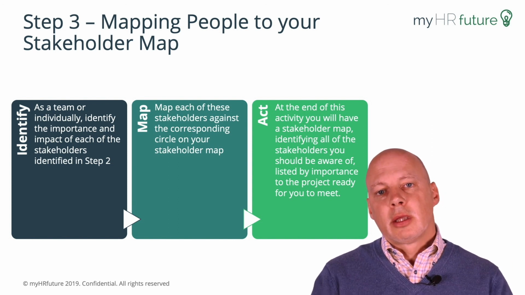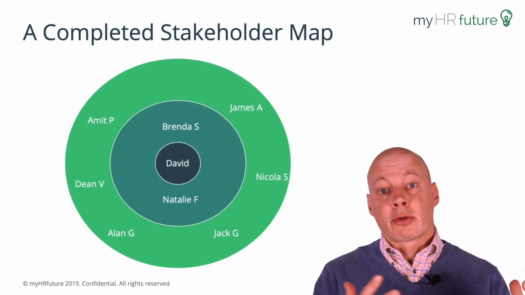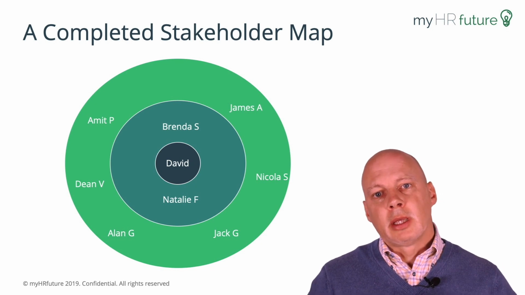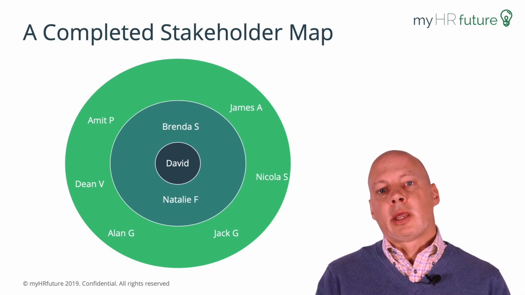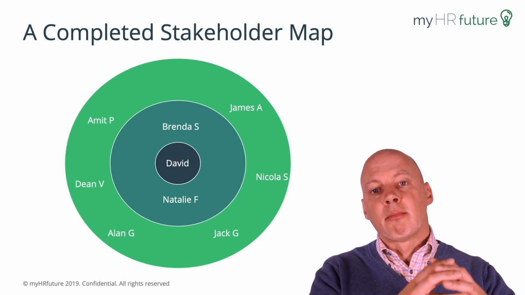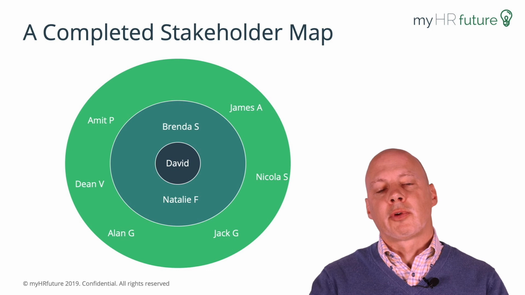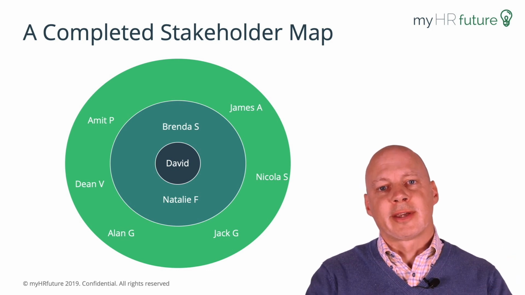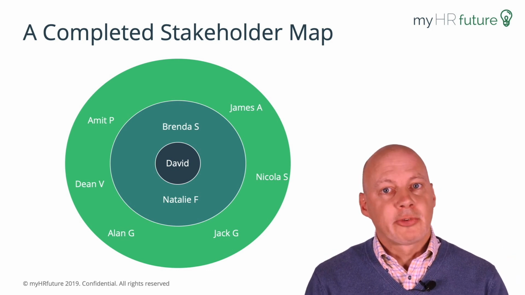At the end of it, you'll get a stakeholder map with a lot of names on it, but what it will be is categorized in a way of importance, with the small number of people in the middle and then more and more people as you get to the outside of your circles, just like the one shown here. And that's mapping stakeholders.